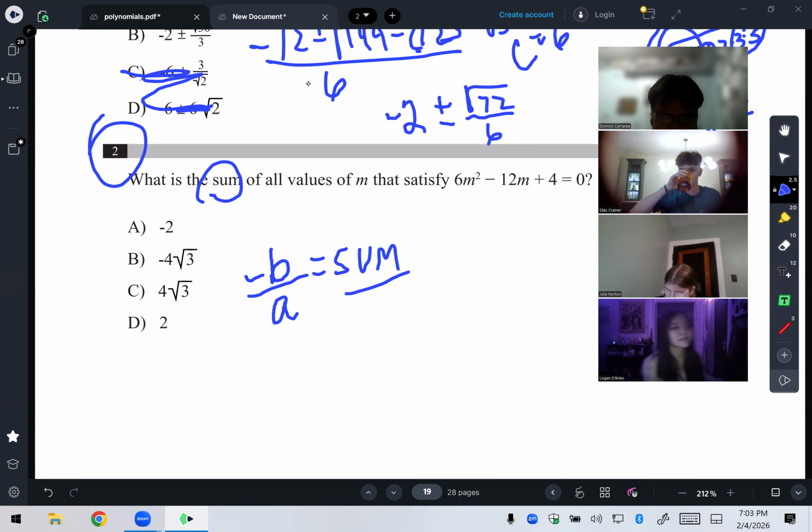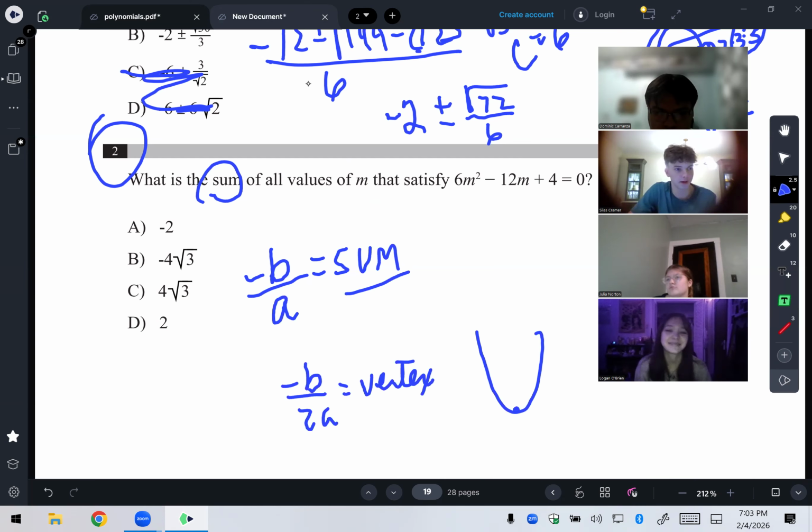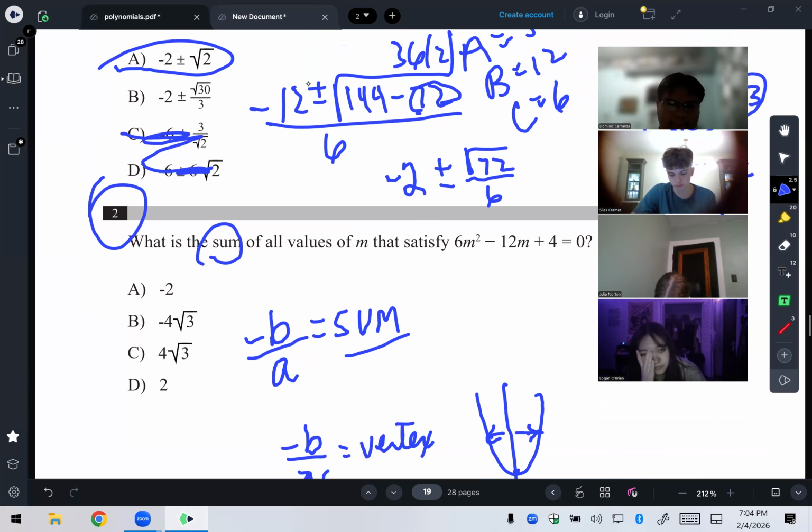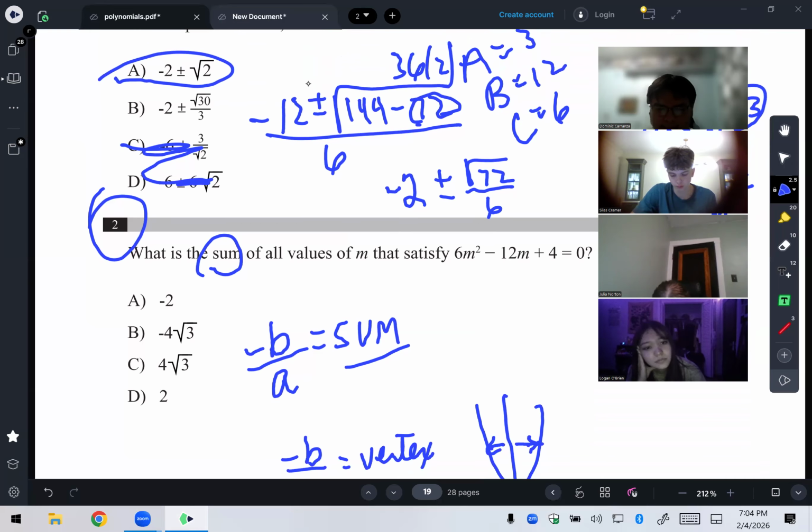The way I like to remember this is that negative B over 2A is where the vertex is. Since parabolas are symmetrical, that is literally the average of the two solutions. And that 2 in the denominator is the averaging happening. So we take that out and we get the sum. Say we had a parabola that goes through 4 and 6, the vertex would be at 5, because it's just 4 plus 6 over 2. If we wanted the sum, it would be 10, which is negative B over A.